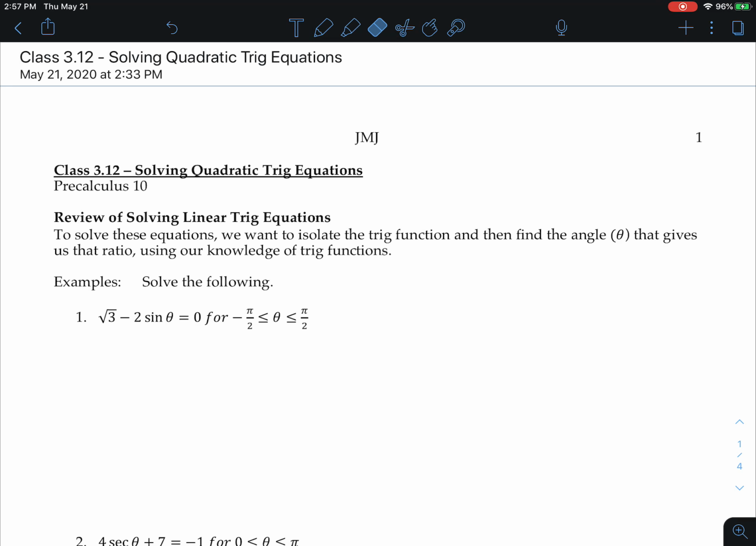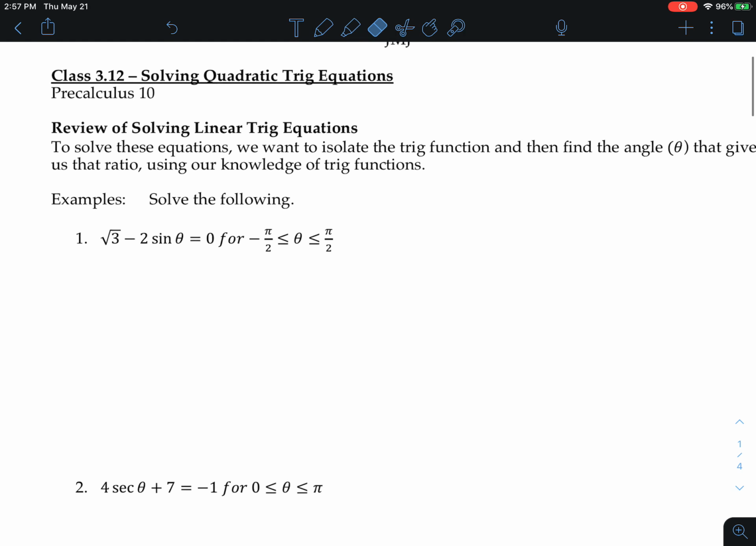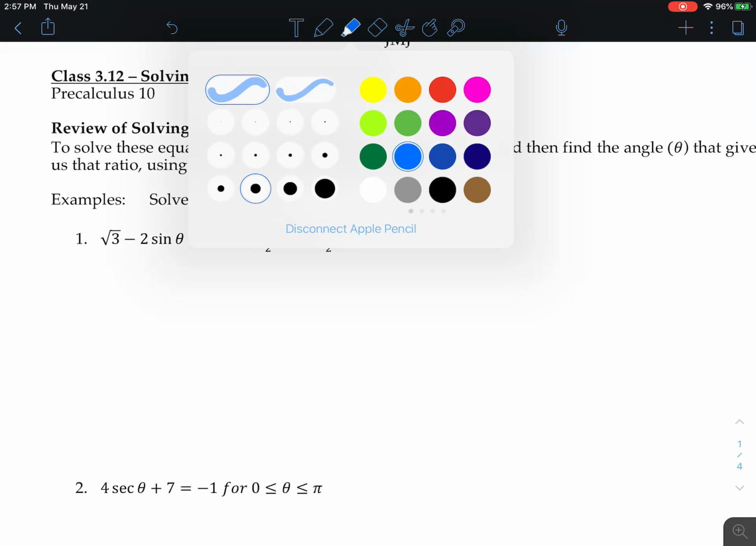Let's take a look at solving quadratic trig equations. So yesterday, or last class, we looked at solving linear ones, and now we're going to review that and then move on to quadratic trig equations. All right, so let's start with a review from last class.